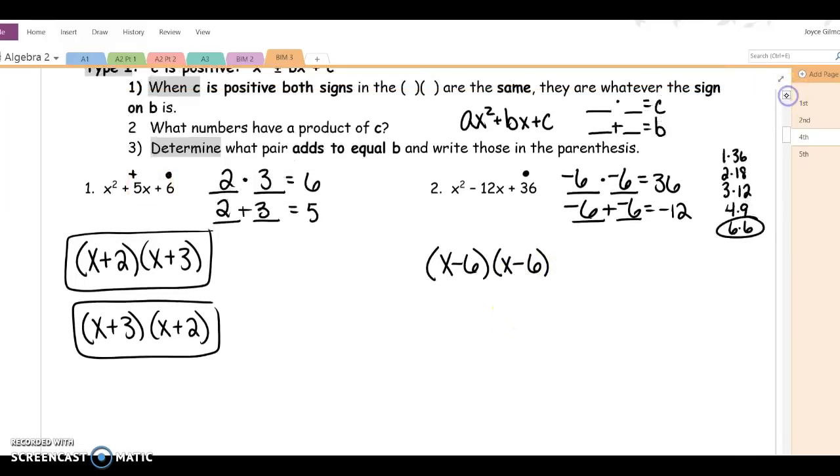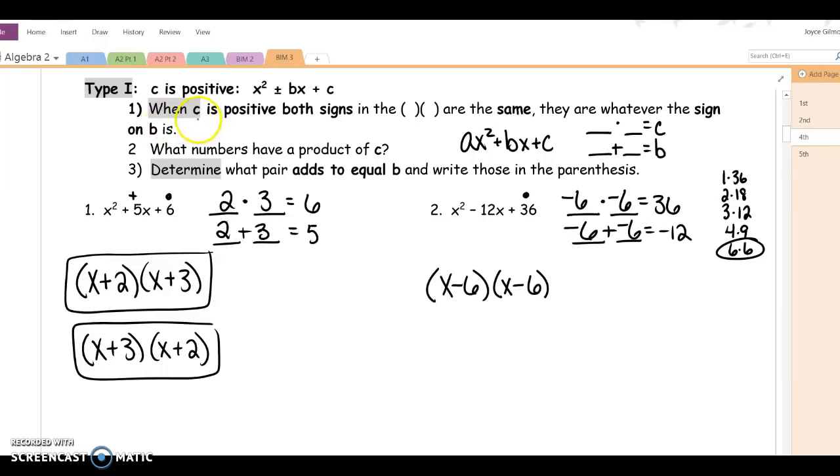What these directions are saying up here, when c is positive, like in both of these examples, both signs are going to be the same. They're either both going to be plus, like in number 1, or they're both going to be minus, like in number 2. Now, do you notice anything else about number 2, about that answer? They are exactly the same, so you can rewrite it as x minus 6 squared. When the two binomials are exactly the same, you can write it as one of those binomials squared.